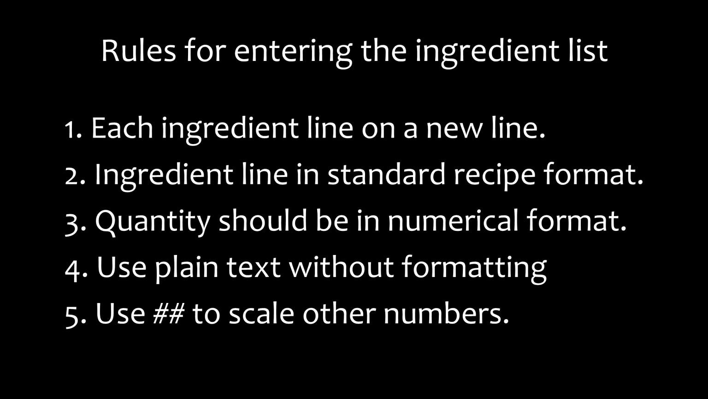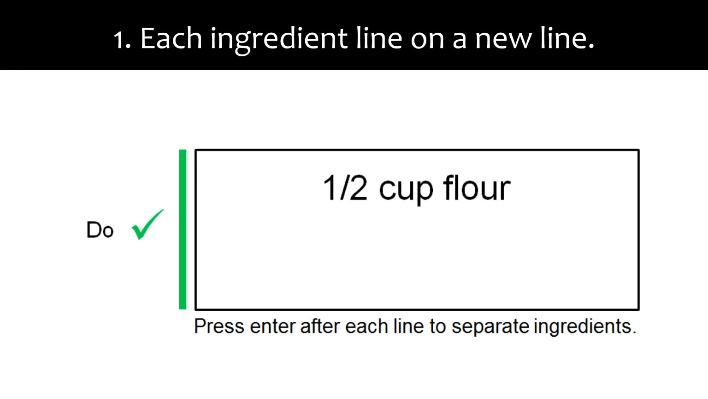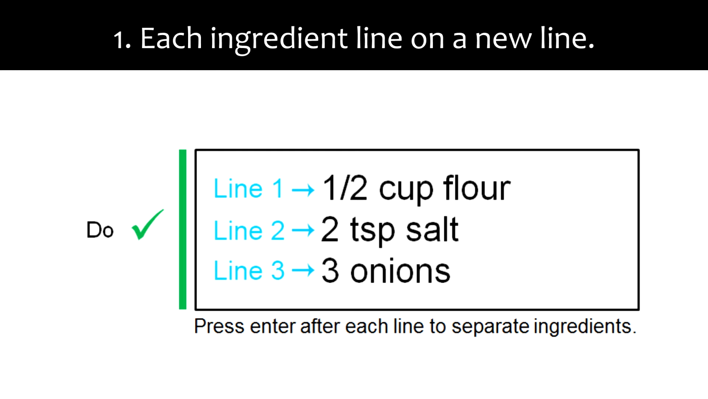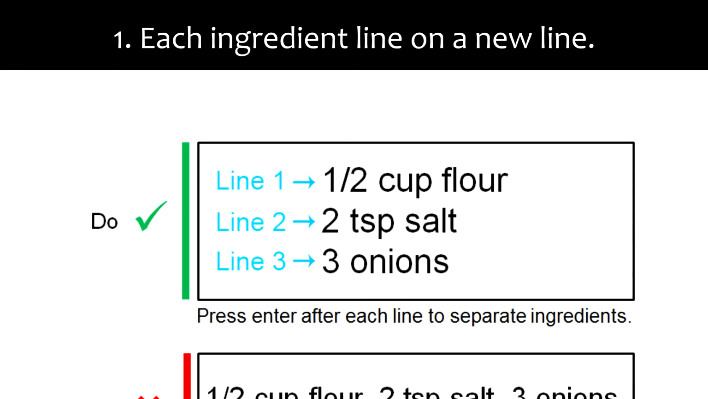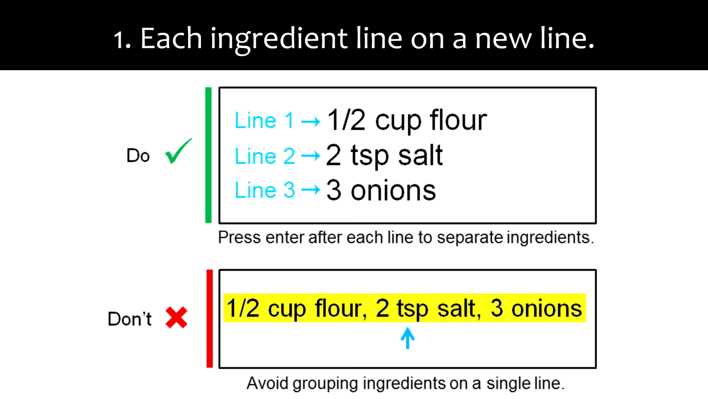For best results, here are a few important rules to keep in mind when entering information into the recipe converter. Each ingredient line should be separated by a new line. This means that you'll have to make sure all the ingredients are not bunched up on the same line. You can do this easily by pressing the Enter key at the end of each line. Avoid grouping ingredients on the same line.